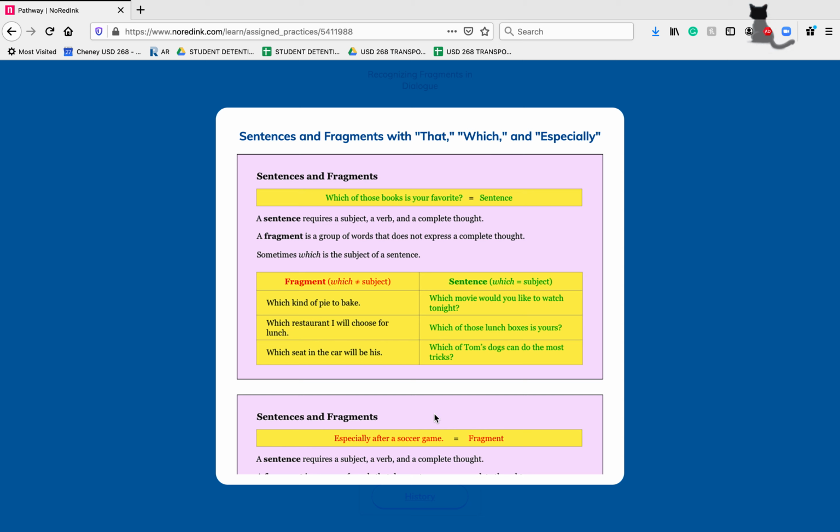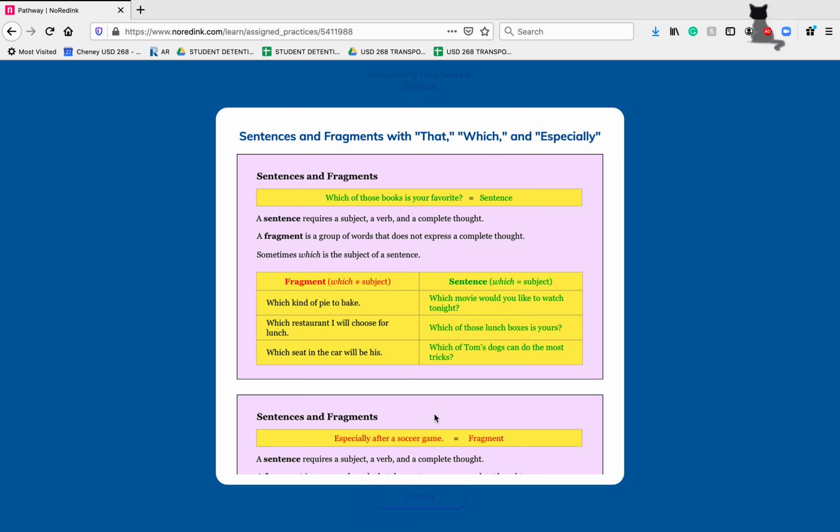So, friendly reminder, a sentence has a subject, a verb, and it is a complete thought. It doesn't leave us wondering more things. A fragment is a group of words that do not express a complete thought. They might be missing a subject or a verb, or more things might be missing.